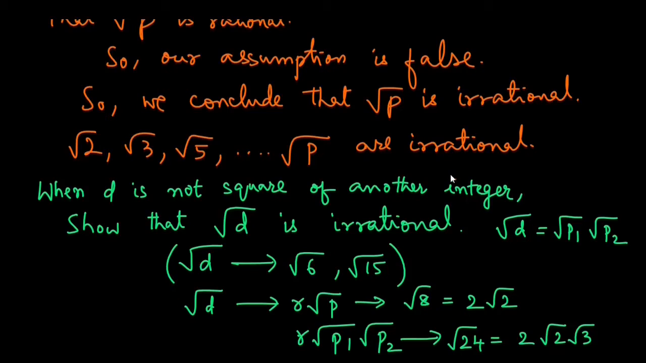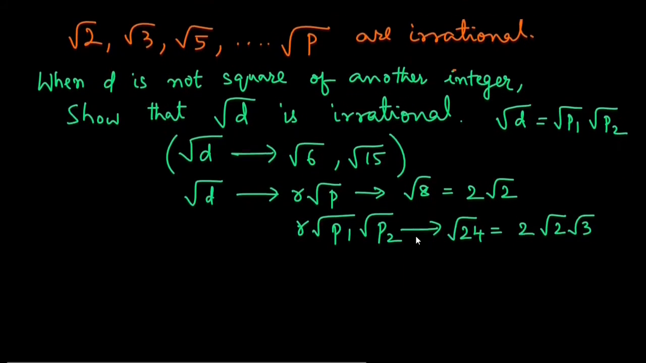We can also prove that for any integer d which is not a square of another integer, root d is irrational. So for any integer d which is not a square of any other integer, we can prove that root d is irrational.